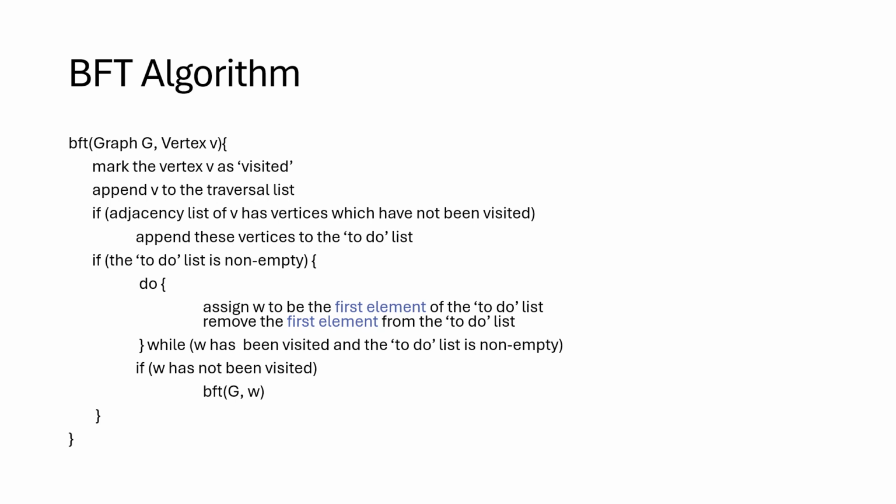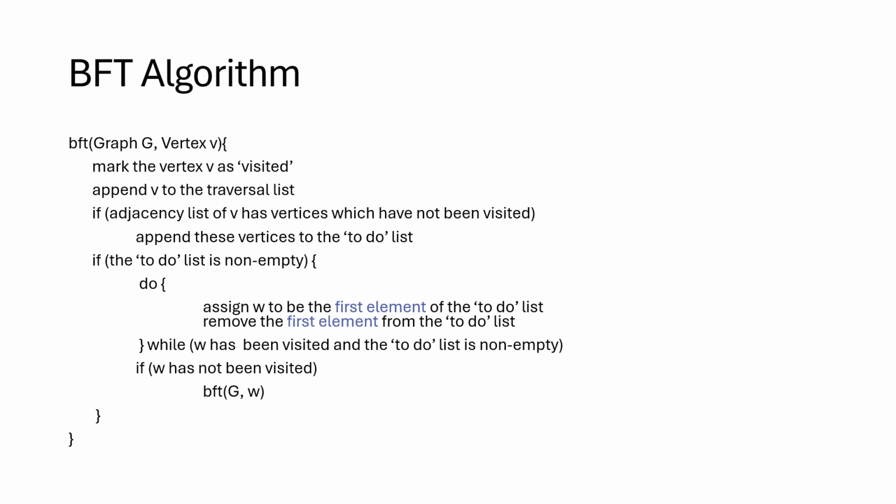If you pay attention to that, on the first line we say assign W to the first element of the to-do list. So we call the first element of the to-do list W, and then we remove it from the to-do list. But that's not the end of it. Then we have the condition that says while W has been visited and the to-do list is non-empty. So if W has been visited before, then we go back to the top and call the next element, which is now the first, W again, and remove that from the list.